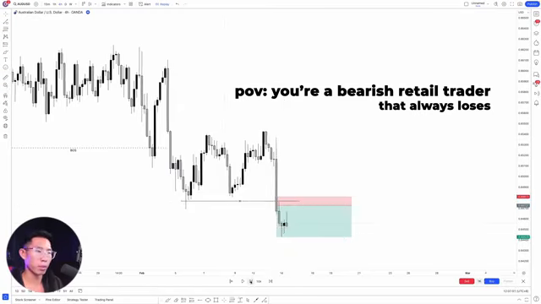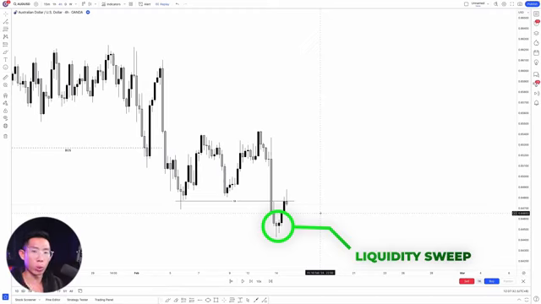When both sides, the buyers and the sellers, the retail traders, are completely out of the market, smart money was able to grab liquidity. So in this scenario, instead of entering for a buy here or a sell here, you should have been very patient to wait for price to break past the equal lows right here and create what we call your liquidity sweep, which I showed you just now, before entering for the trade.